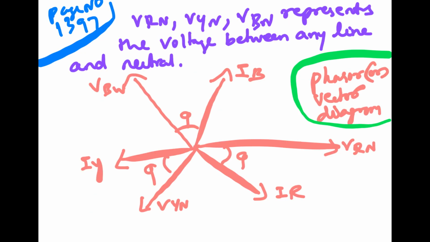VRN, VYN and VBN represent the voltage between any line and neutral. This is the phasor or vector diagram of the balanced star load. The currents IR, IY, IB are equal in magnitude and have 120-degree phase difference. The disposition of these vectors is shown in the figure.